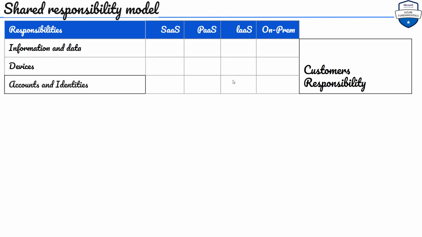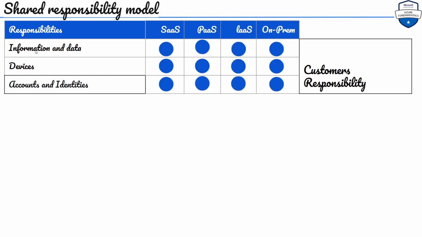Now, IaaS puts more responsibility on consumers, while SaaS places it on the provider, while PaaS strikes a balance between the two, that's between SaaS and IaaS. Now, as a customer, you will always be responsible for information and data stored in the cloud, devices that are allowed to connect to your cloud, such as cell phones, computers, and so on, and then the accounts and identities of people, services, and devices within your organization.